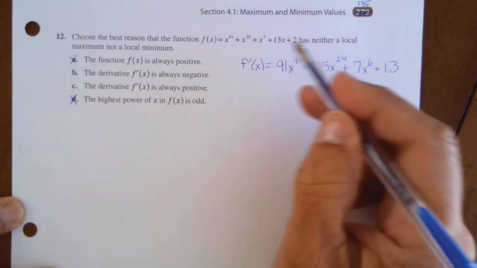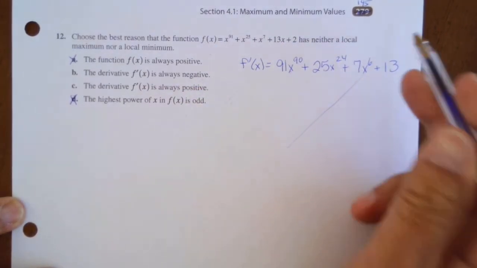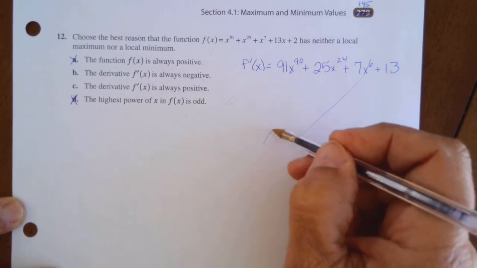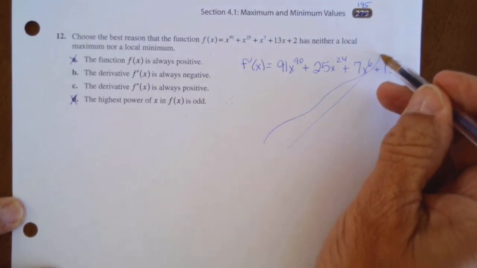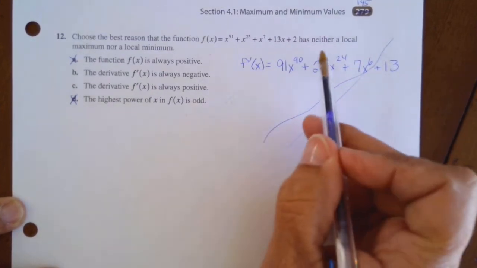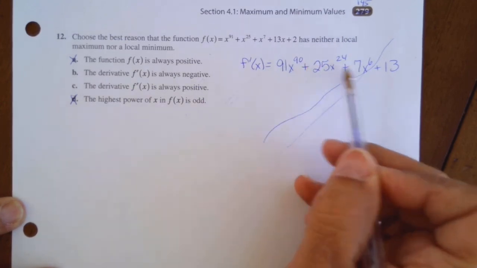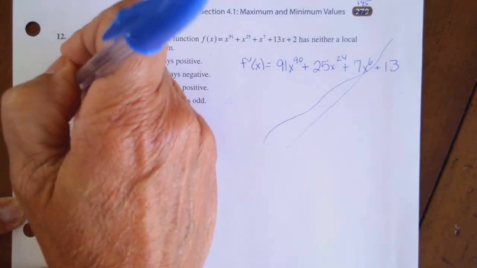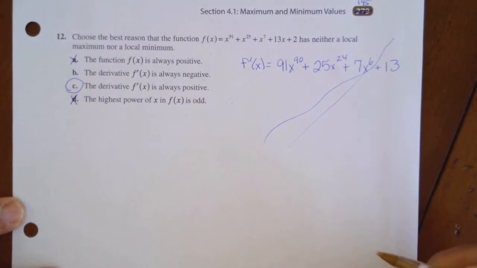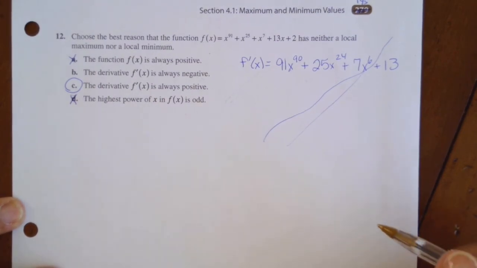That means this graph is constantly increasing, whatever it's doing. Could be going like this, right? But it's constantly increasing based on this derivative always being positive. So that's why this thing doesn't have a max or min, okay?